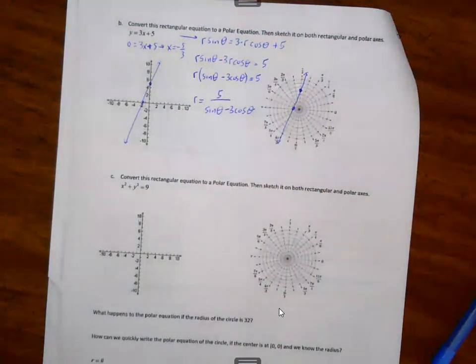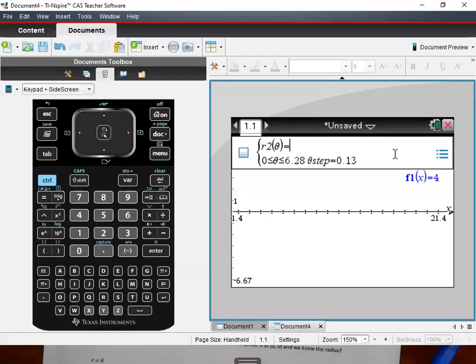Now, let's say you were doing this on your own or on a test and you couldn't check an answer key. How do you know if that line is correct? Well, you could pull out your calculator and type in 5 divided by, and then in parentheses, the sine of theta.